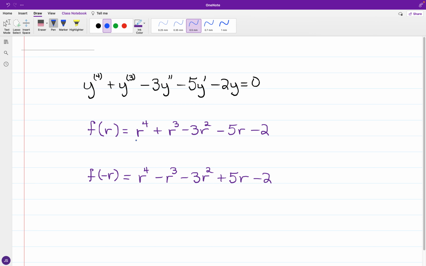And then if I were to test out 2, we got 16. And then we have plus 8 is 24. And then we have minus 12. So we got 12 minus 5 times 2, and then we have minus 2. And it's going to turn out that we're going to have a couple of roots. Okay, so I have r is equal to negative 1 and I have r is equal to 2.